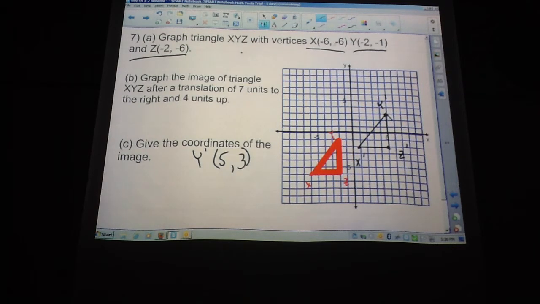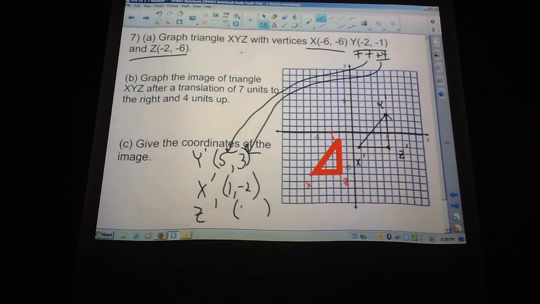And notice if I was to take my original y here and add 7 to that negative 2, I would end up with the 5. And if I moved it 4 units up, I would be adding 4 to the 1, which should give me that 3. So it does work out that way also. Okay, so my x prime then would be at 1, negative 2, and my z prime would be at 5, negative 2. I'm going to go ahead and end part 1 of section 1.7 at this time.